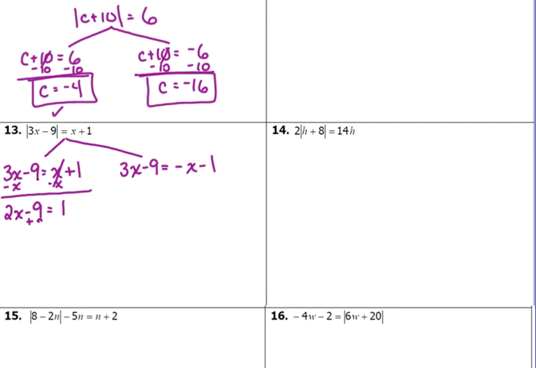Then we move the number. Add the 9 to both sides, so 2x is equal to 10. And then finally, we can divide by 2, so x is equal to 5.